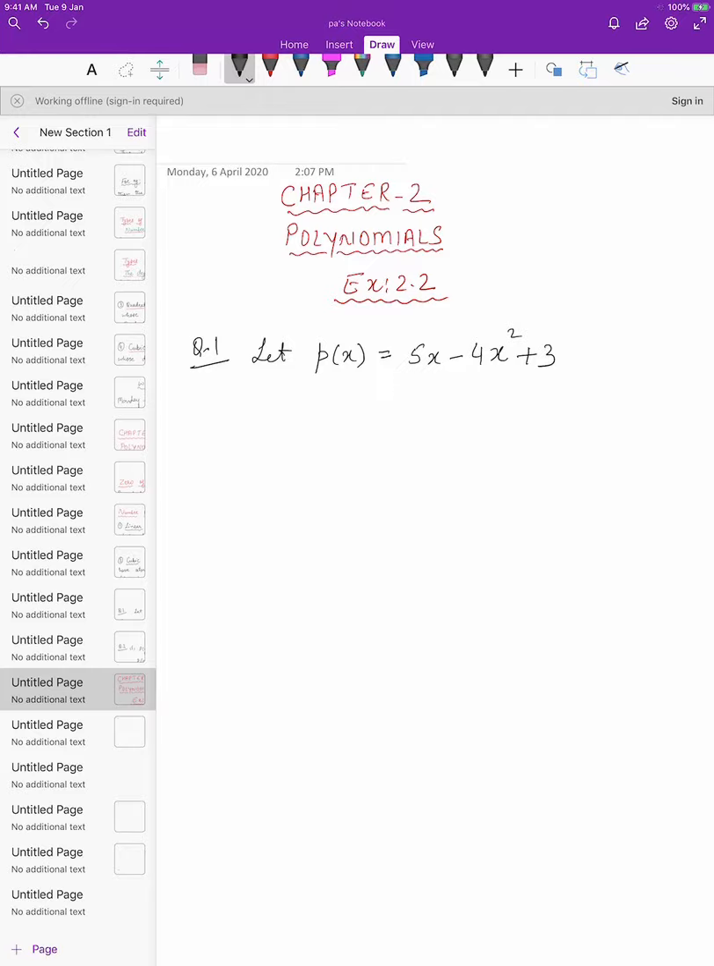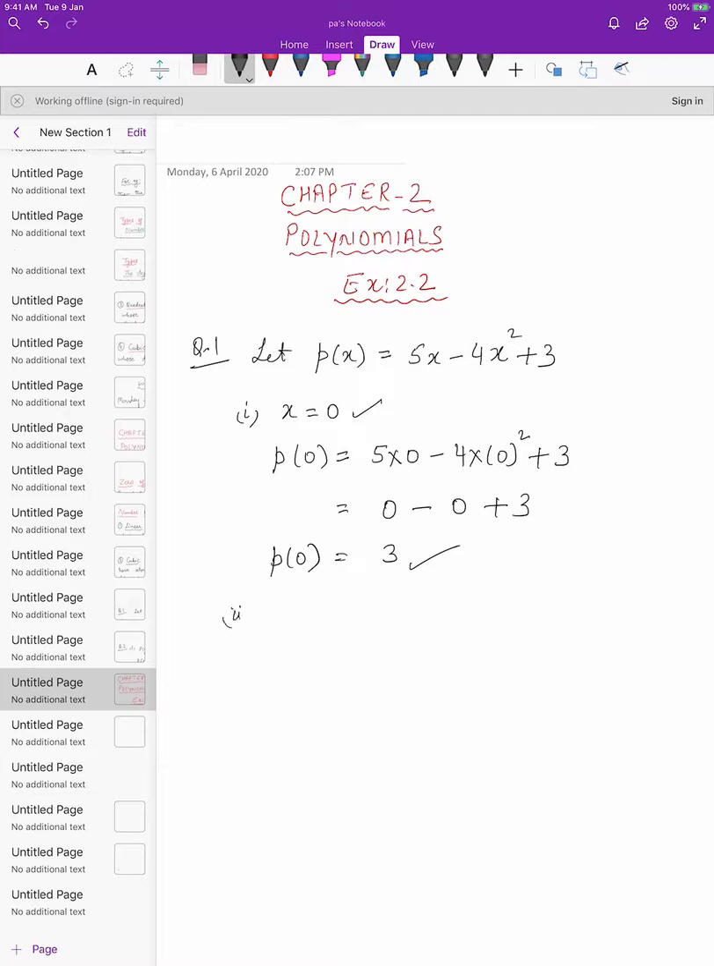Now the question is, find the value of this polynomial at x equal to 0. So what do I have to do? I just have to put x equal to 0 in the given polynomial. Wherever you see x, you just put 0 in place of x, and then you will get the value of the polynomial at that point. So the answer is 3. Value of the given polynomial at x is equal to 0 is equal to 3.